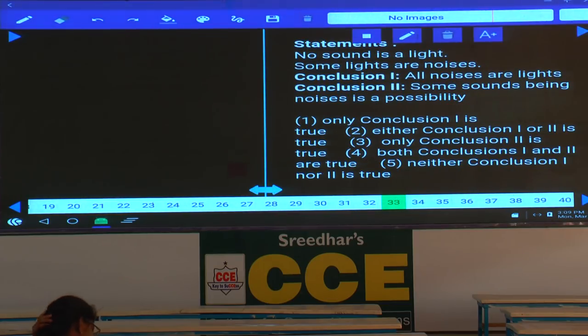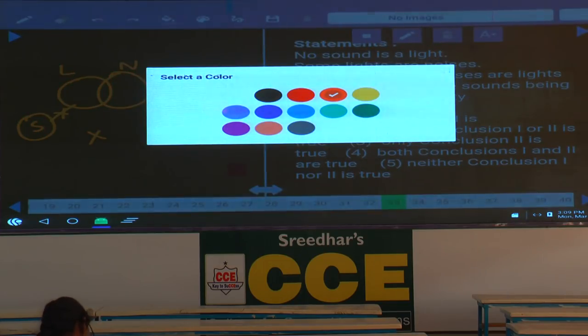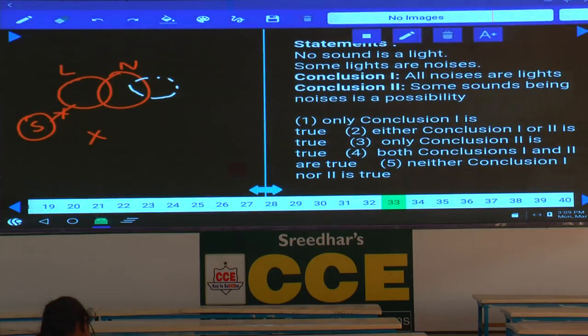Then 33, some lights are noises. Some of the lights are noises can be written like this, light and noise. And no sound is a light. No sound is a light can be written like this. Intersection between sound and light is completely ruled out. Then the first one, all sounds are lights is false. And second, some sounds are noises is possible. Some sounds are noises is possible or not? Now tell me whether we can prove like this or not, sound and noise. Yes. Some sounds are noises is possible. Then what is your answer?